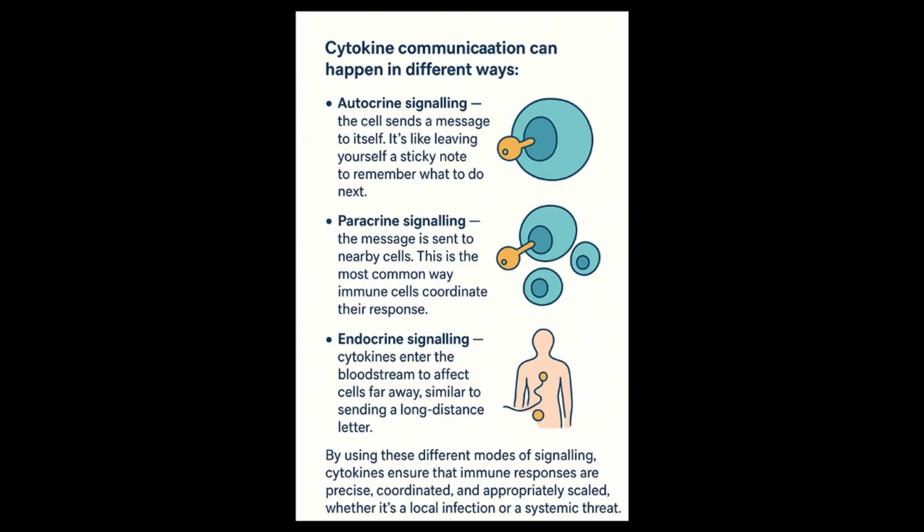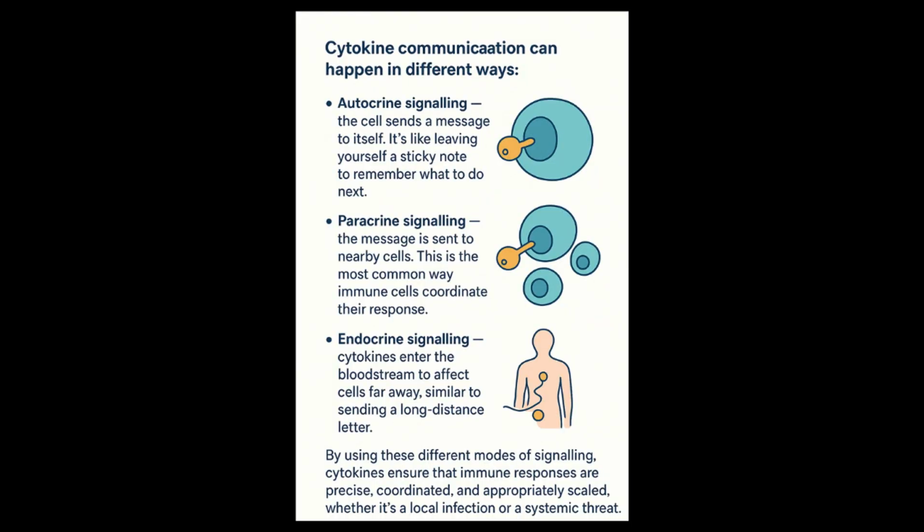Cytokine communication can happen in different ways. There's autocrine signaling, where the cell sends a message to itself. It's like leaving yourself a sticky note to remember what to do next. In paracrine signaling, on the other hand, the message is sent to nearby cells. This is the most common way that immune cells coordinate their response. And then there's endocrine signaling, where cytokines enter the bloodstream to affect cells far away, similar to sending a long-distance letter. By using these different modes of signaling, cytokines ensure that immune responses are precise, coordinated, and appropriately scaled, whether it's a local infection or a systemic threat.